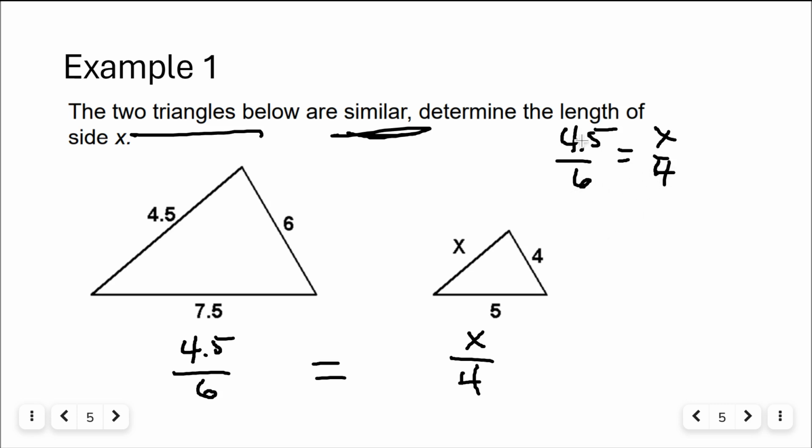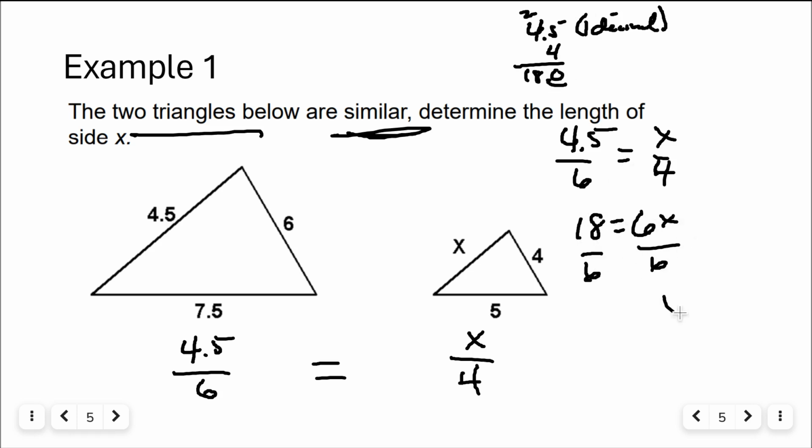So we can cross multiply. We're going to do 4.5 times 4. 5 times 4 is 20, 2 to carry. We owe 1 decimal. And then 4 times 4 is 16, and 2 is 18. We owe 1 decimal place, so it's 18 equals 6x. Divide both sides by 6, and x equals 3.